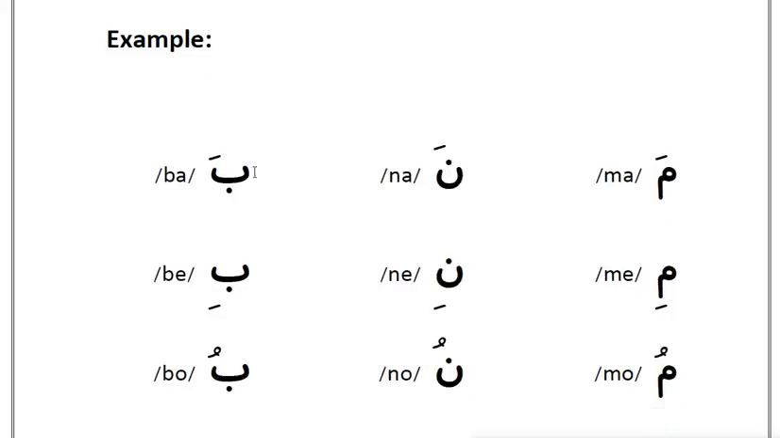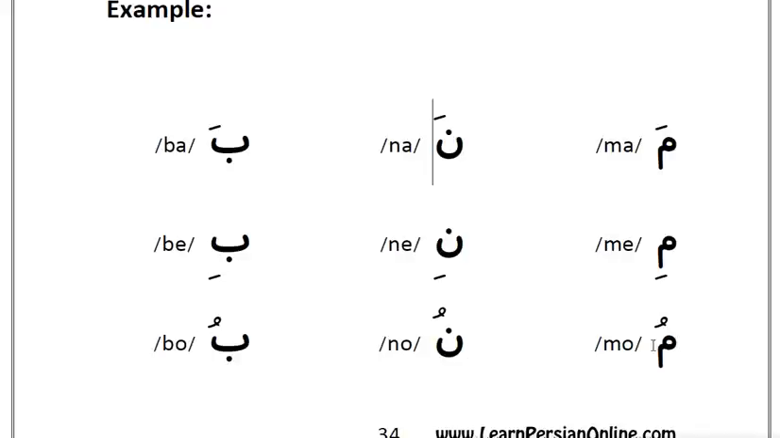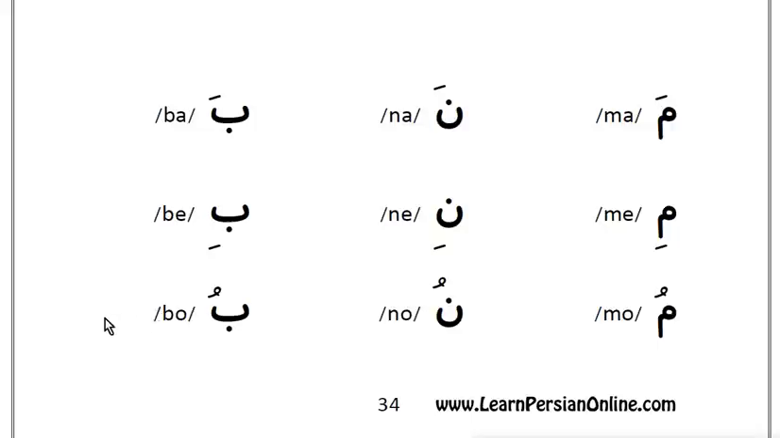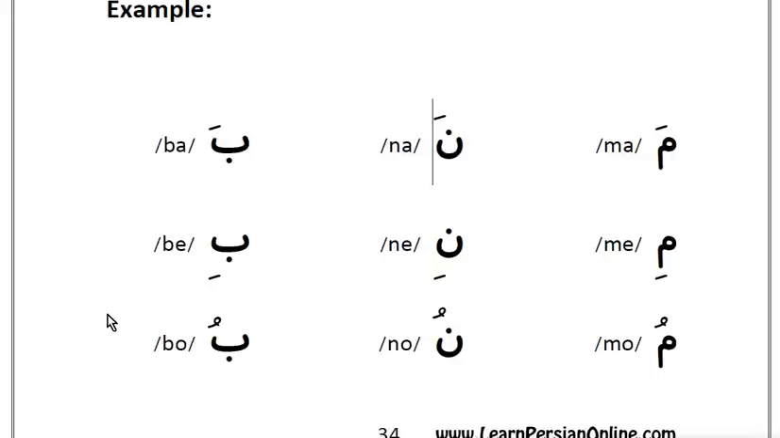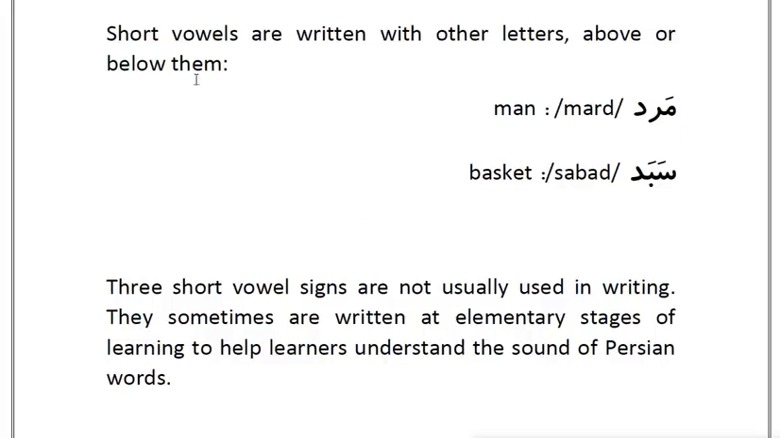Okay, some examples here. This one is ba, because it has a above. This one is na, ma. Next one is be, because e is here, ne, me. Then bo, no, mo. So we use the short vowels above or below the letters. For example, in this case, we have mard. That's why we put a above mim. So it becomes mard. The next one is sabad.